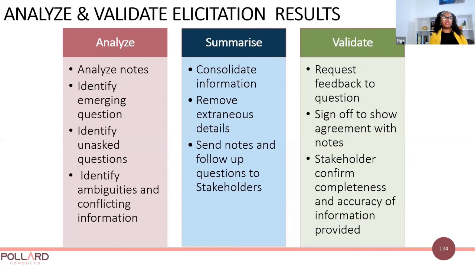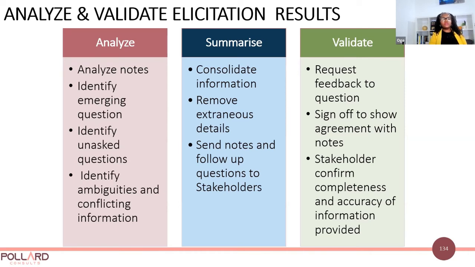And what are the activities you do? So you've attended your meeting, you have analyzed your notes, you identified more questions. Maybe when you were analyzing the notes, you started thinking and more questions emerged. You note your follow-up questions. You can note all of it. If there are ambiguities or conflicting information, you want to note all of that. Summarize your notes or your elicitation information, consolidate it, remove details that are not necessary. Then you send notes and follow-up questions to your stakeholders because you are still analyzing and putting things together.